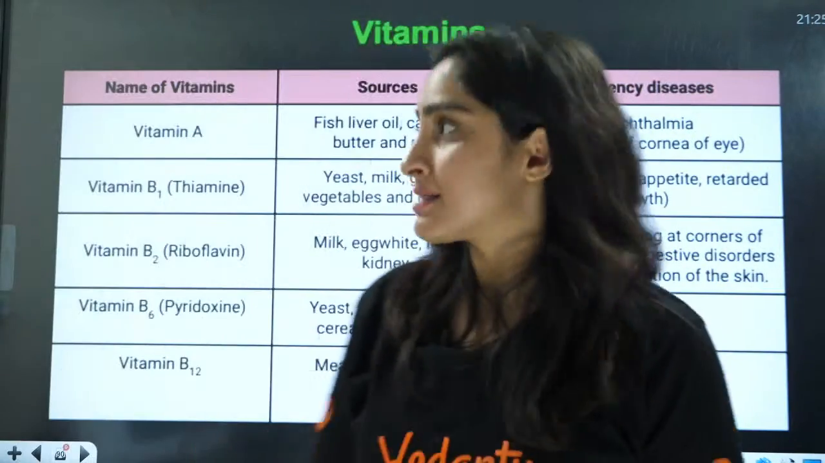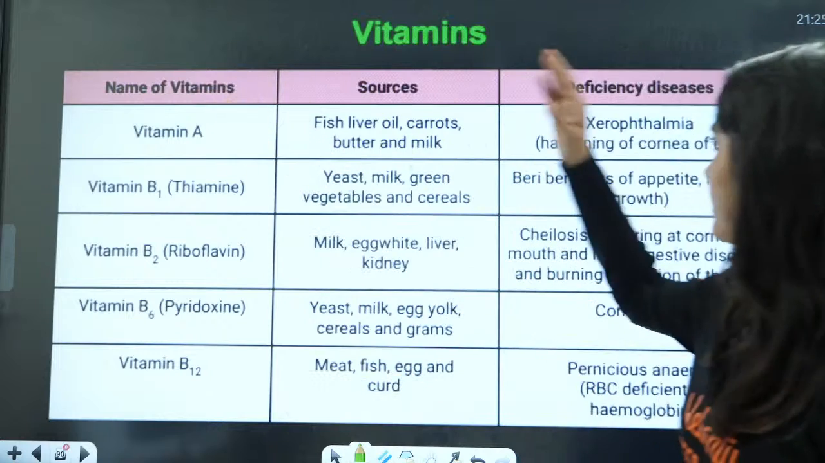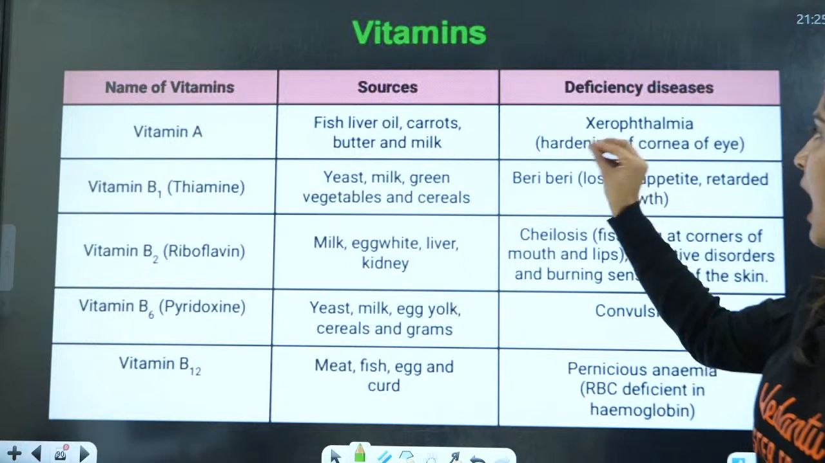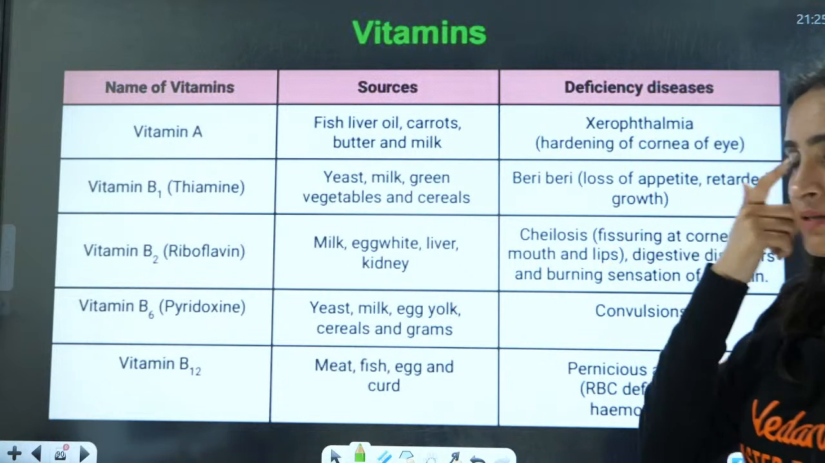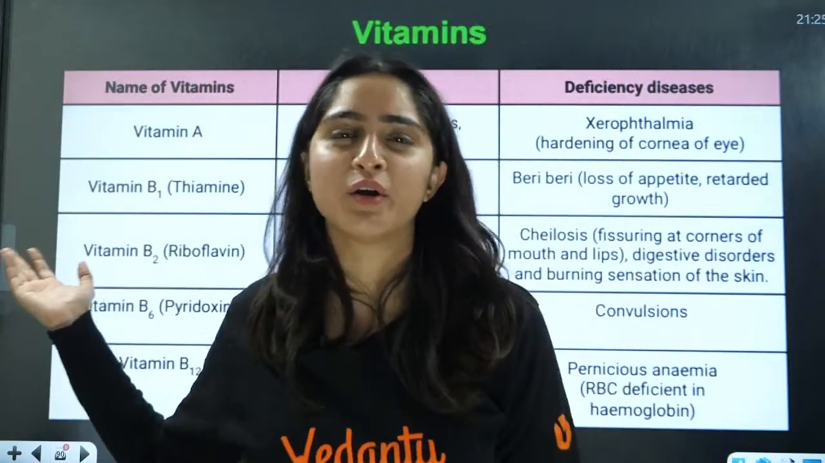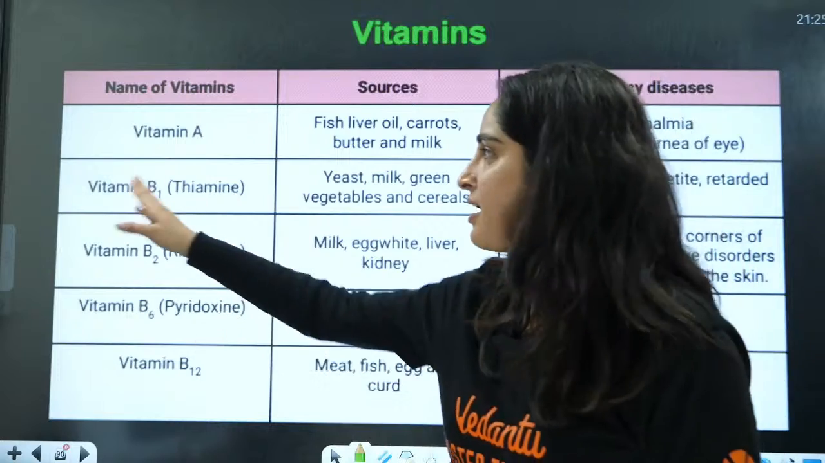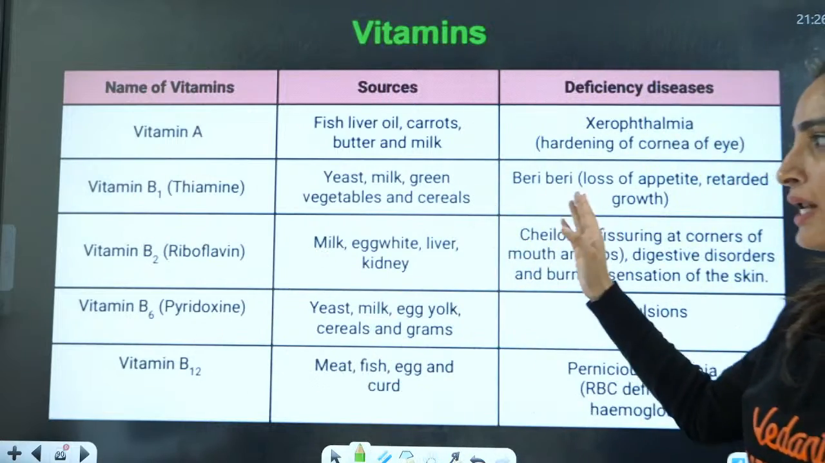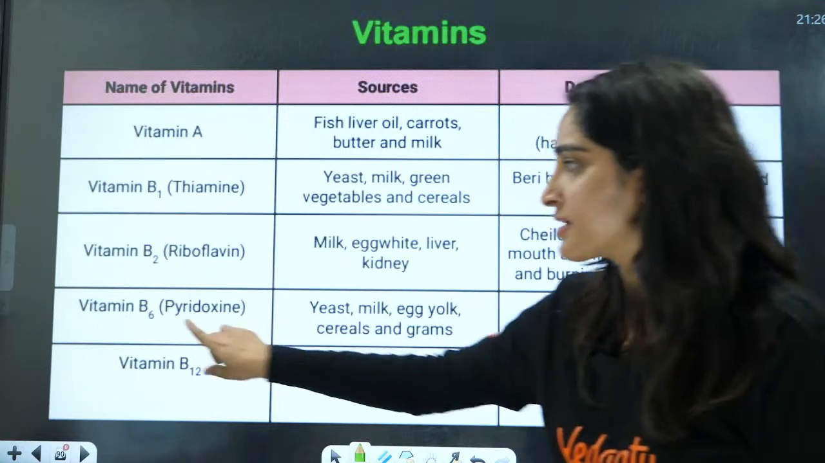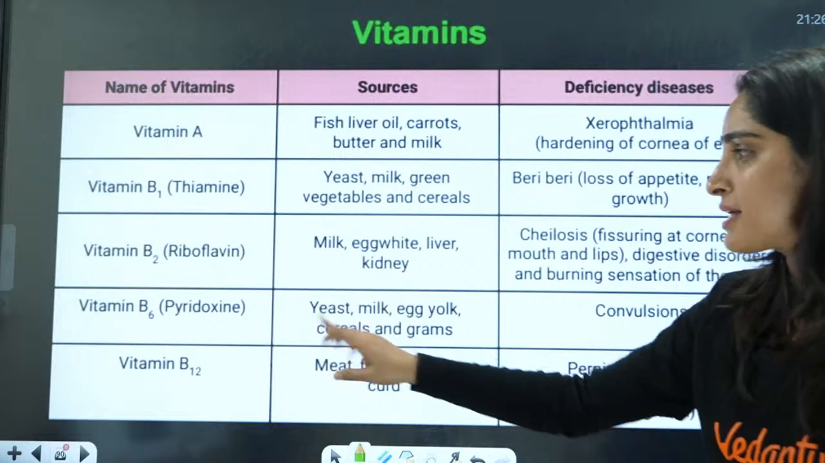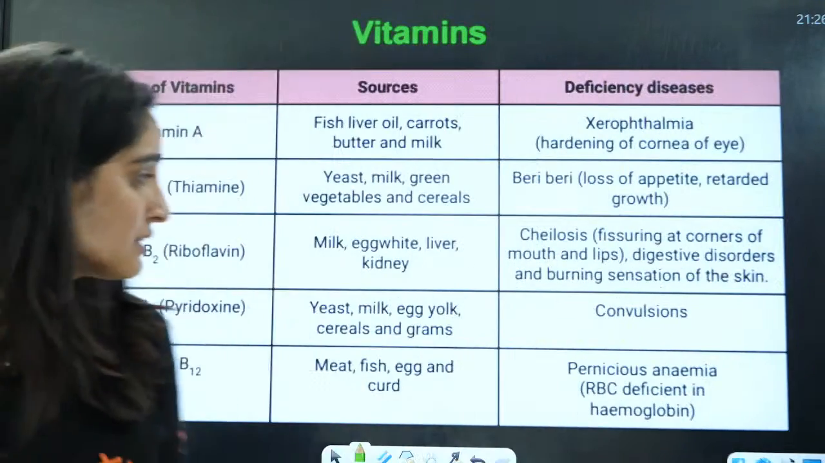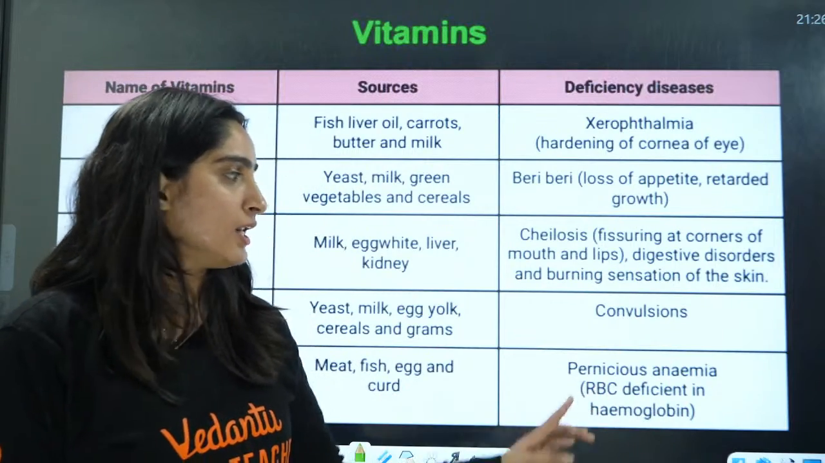So these are the diseases that you will get. This is vitamin A. You will get xerophthalmia, hardening of the cornea of the eye, affecting eyesight. We have heard about that in our earlier classes also. This is very easy. Now these questions are asked in your previous year exams. Vitamin B6 deficiency causes convulsions. B12 deficiency causes pernicious anemia.